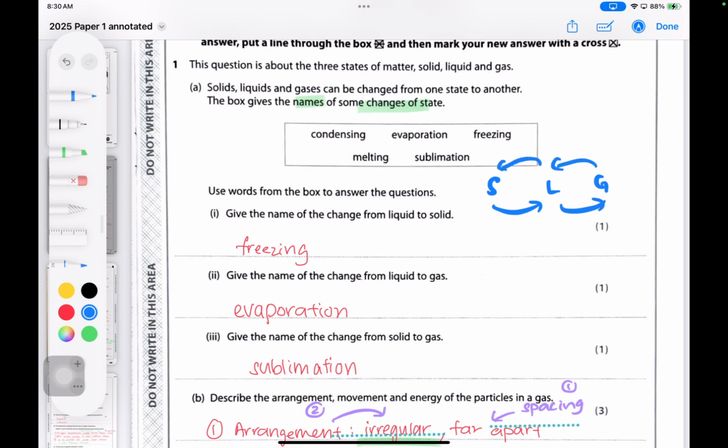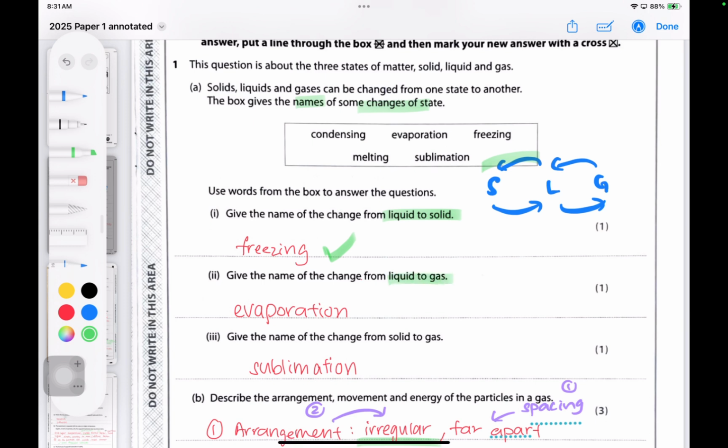Okay, so let's take a look at the first one. It would be from liquid to solid, and for liquid to solid we are looking at this arrow over here. So liquid converting back to solid, essentially it's exothermic reaction. Okay, so this is freezing. Most students would be able to get this quite easily.